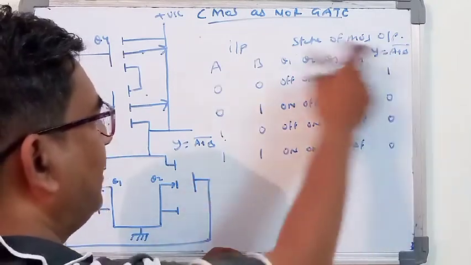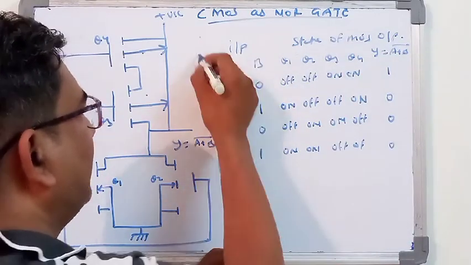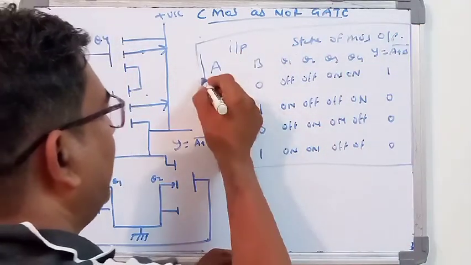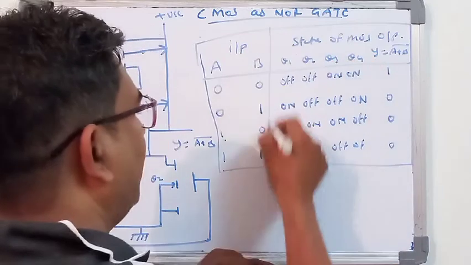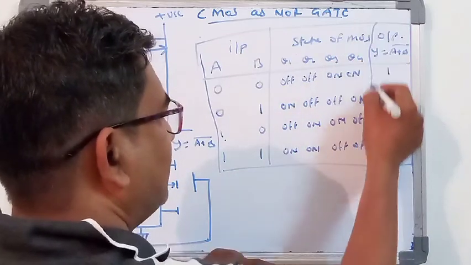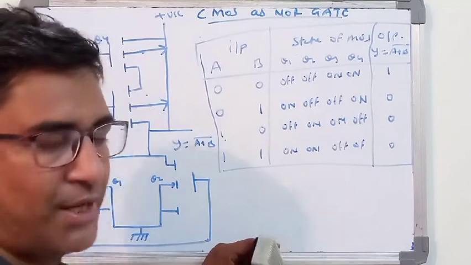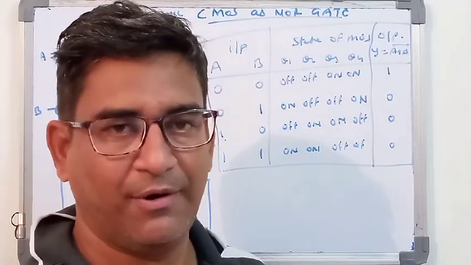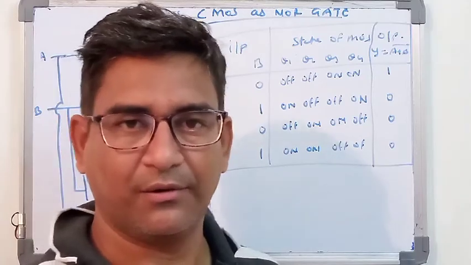So from this particular table it is very clear how the transistor is going to work. You only have to keep in mind which transistor will be in the ON condition and which transistor will be in the OFF condition. That you have to keep in mind for understanding the circuit. Okay students?